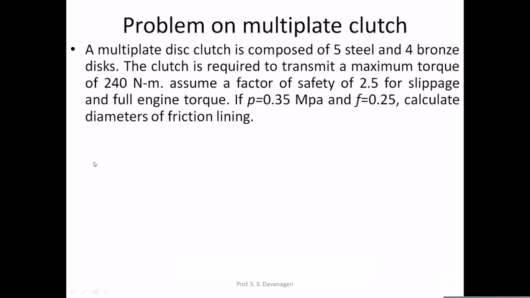We'll continue problem on clutches. Today we'll solve a problem on multiplate clutch. So let us take an example. A multiplate clutch is composed of 5 steel and 4 bronze discs. The clutch is required to transmit a maximum torque of 240 Newton meter. Assume a factor of safety of 2.5 for a slippage and full engine torque. If intensity of pressure P equal to 0.35 megapascal and coefficient of friction F equal to 0.25, then calculate diameters of friction lining.